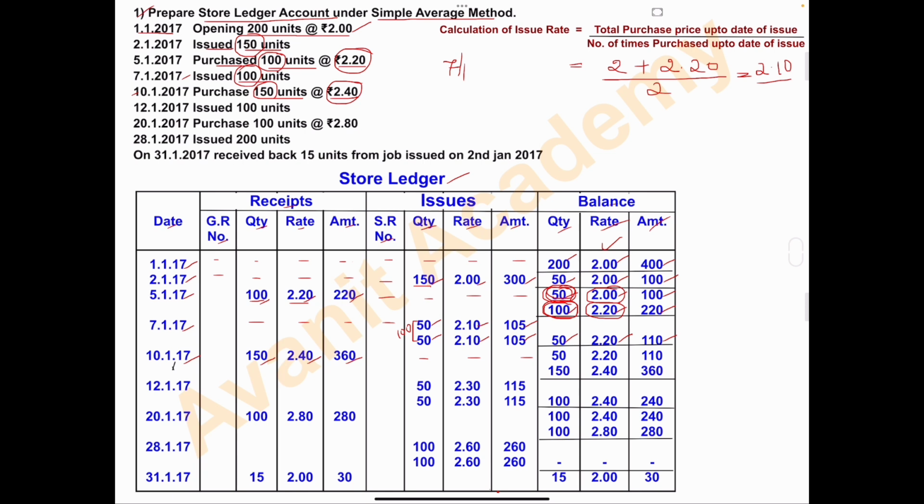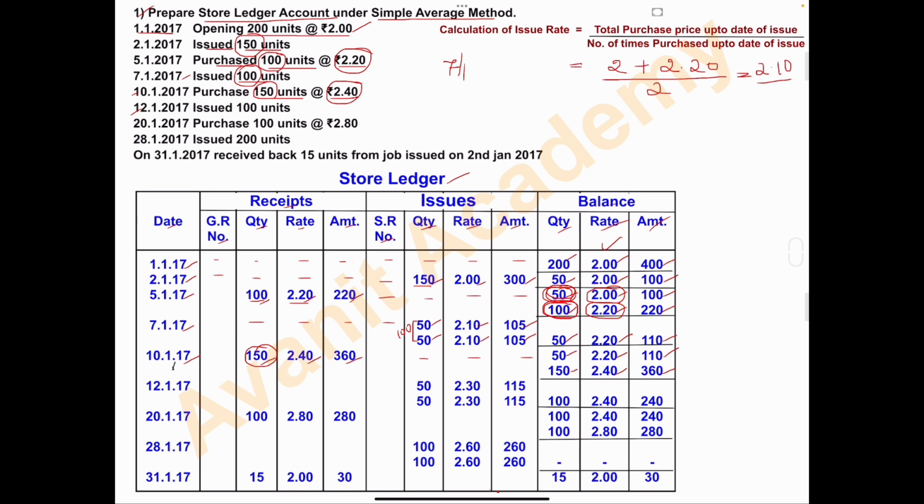First write the previous balance, that is 50 units. Rate per unit is 2.20 and the total amount is 110. And now add the recent purchase, that is 150 units. Rate per unit is 2.40 and the total amount is 360. Next entry is on 12th January.